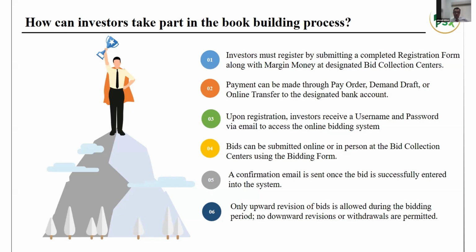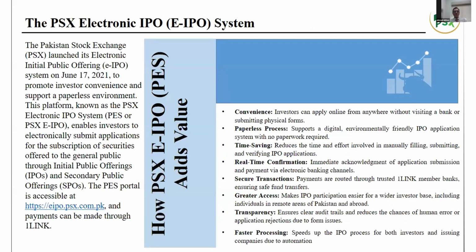Only, this is interesting, no downward revision is allowed, because this is a bidding process. You cannot revise your bid downwards. You can only revise the bid up during the bidding process. See, because otherwise there is no point in having a bidding process. So this is actually, in a nutshell, how investors can take part in the book building process.